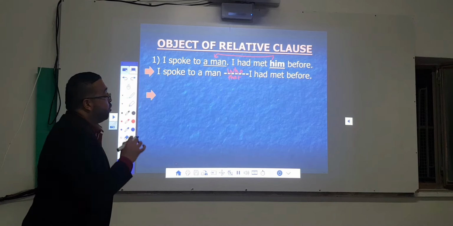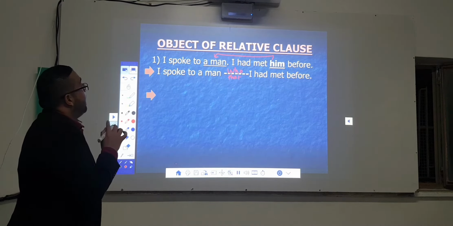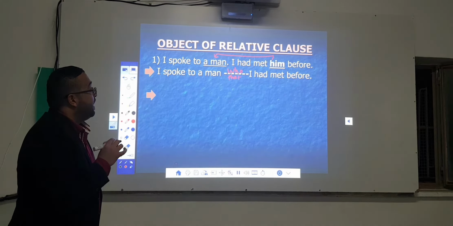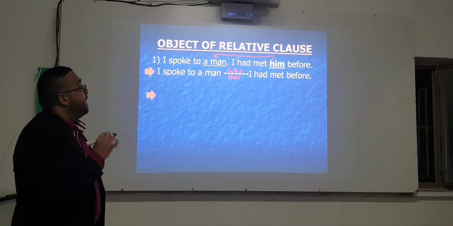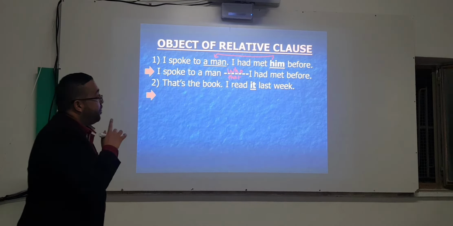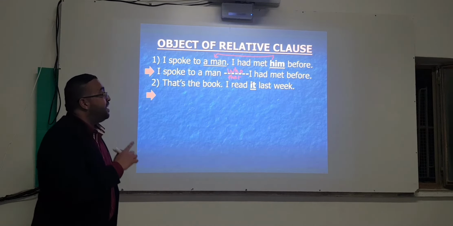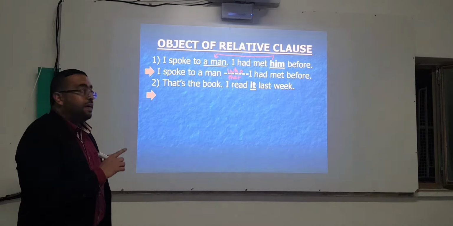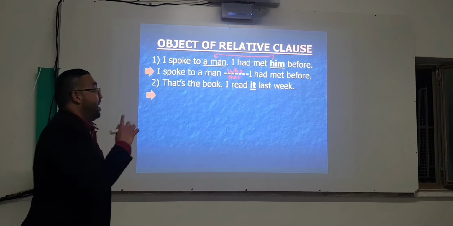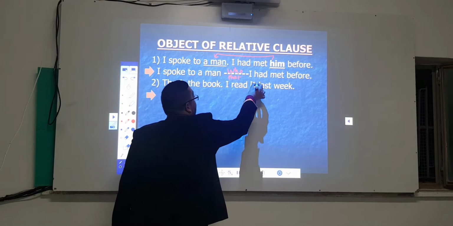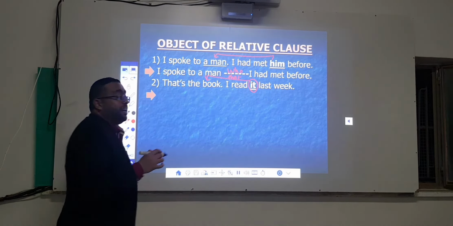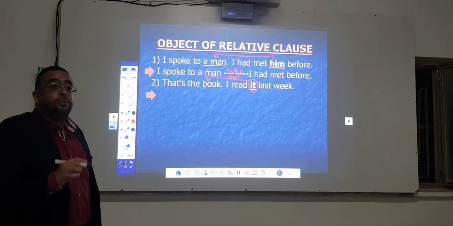And we call who or that here object relative pronouns because we use them instead of the object pronoun him. Example number 2: That's the book. I read it last week. That's the book. I read it last week. The underlined pronoun it refers to the book and it's also an object pronoun.